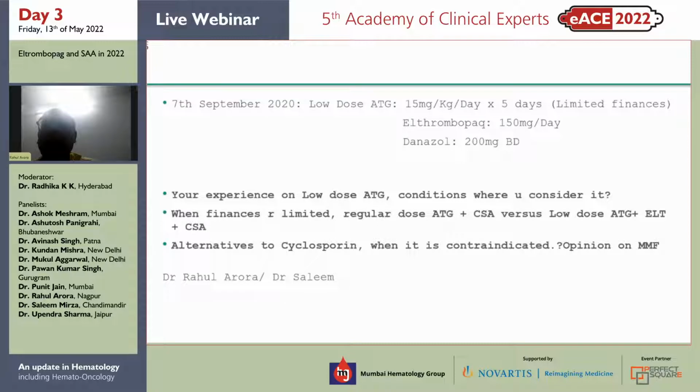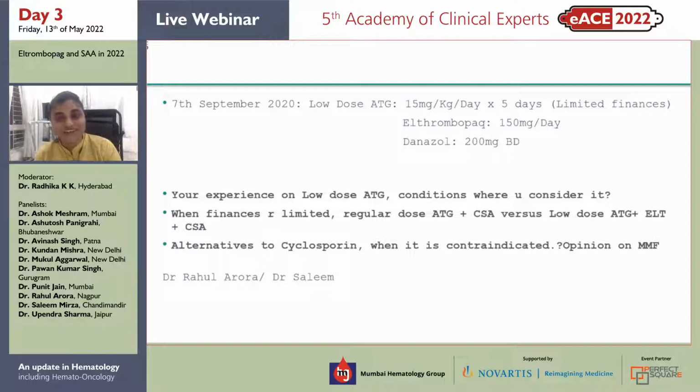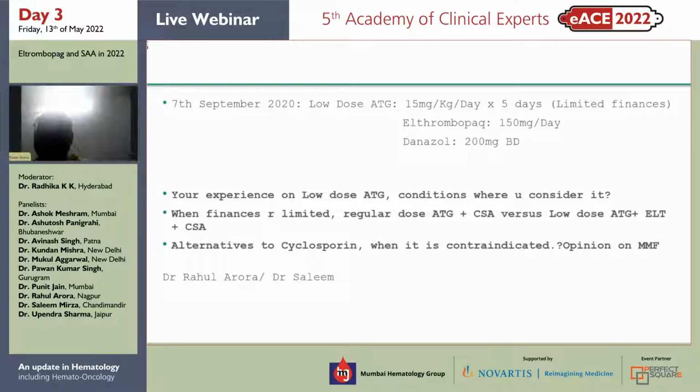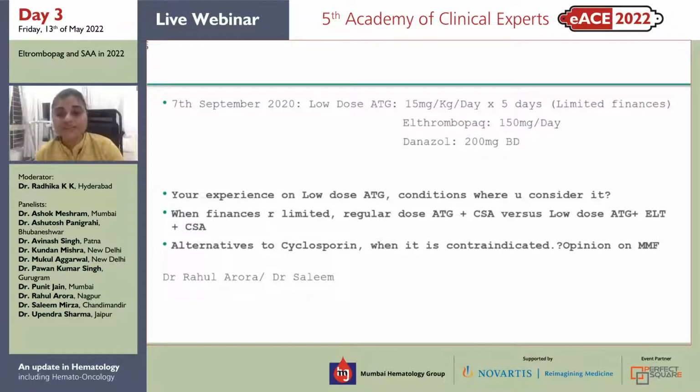Ma'am, we'll go with low dose ATG, eltrombopag and cyclosporine instead of a full dose ATG plus CSA. Yeah. So, what is the rationale behind? Yeah, even in my practice, the infection rates are little on a lower side. Even in my practice, if I had these two options, patient had finances just for one, I prefer low dose ATG plus eltrombopag plus cyclosporine, because eltrombopag in my practice I have seen showing revolutionary improvement in the response rates. Next slide, please.